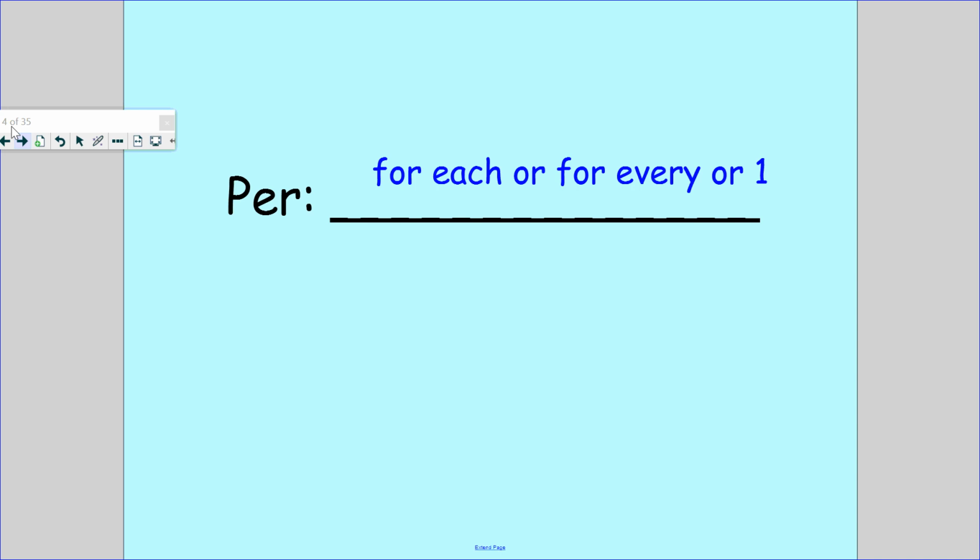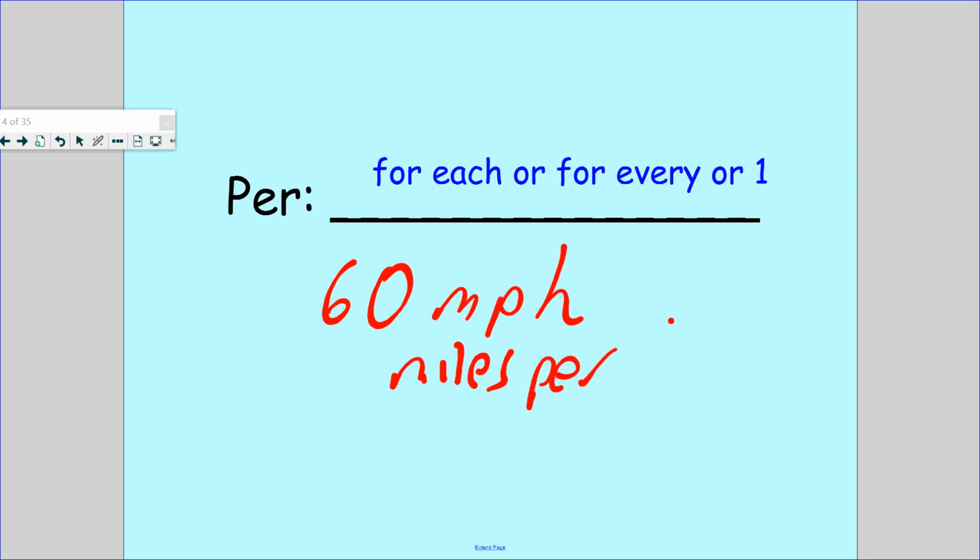So, for example, if someone says, I drove to Austin, my average speed was 60 mph. That means miles per hour. That means for every hour, for every 1 hour, I drove 60 miles. And Austin's about 180 miles, so it's about 3 hours, depending on where you are in the city of Houston.